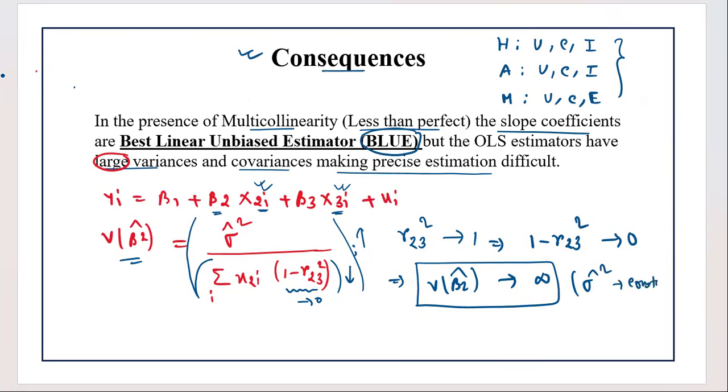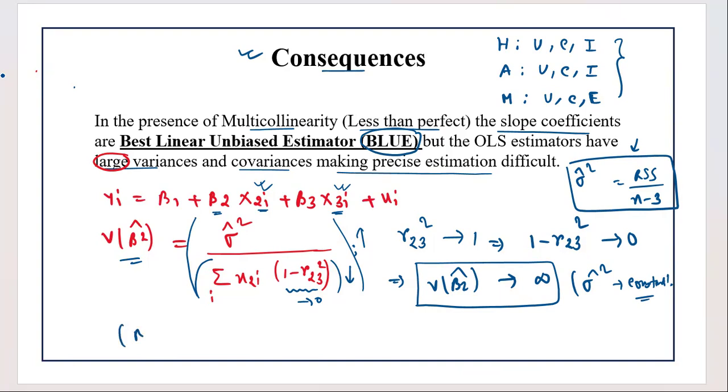Where sigma cap square, if you remember, is simply RSS by n minus k. Here k is 3, so it will be RSS by n minus 3. We have derived this particular thing before, if you remember. So sigma cap square is simply this.